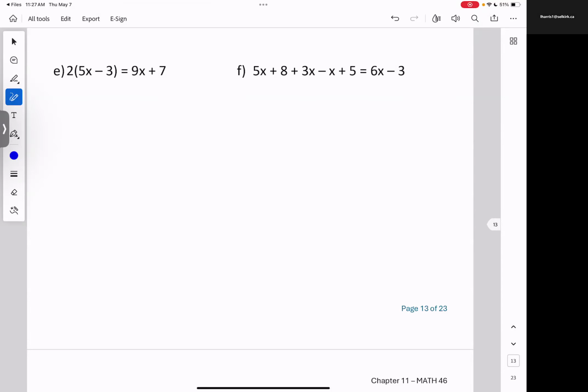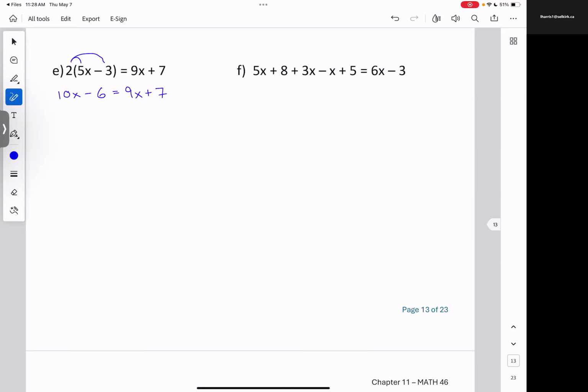So step 1 of these is get rid of any brackets by distributing. Here we can distribute that 2. That gives us 10x minus 6 equals 9x plus 7. Then we want to collect our x's on one side. So to do that, I'm going to subtract 9x from both sides, leaving me with x minus 6 equals 7. And then I'm going to add 6 to both sides to get x equals 13.